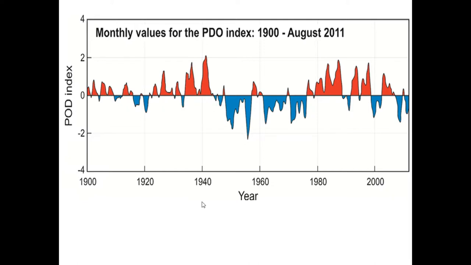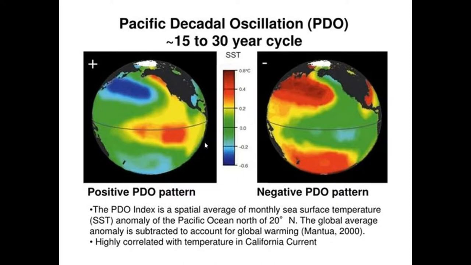Another graph going a little further, from 1900 to basically almost 2020, about 2018 or so. You can see those major cooling phases that I mentioned at the outset of this video, along with the major warming phases as well. So here's the 15 to 30 year cycle approximately.